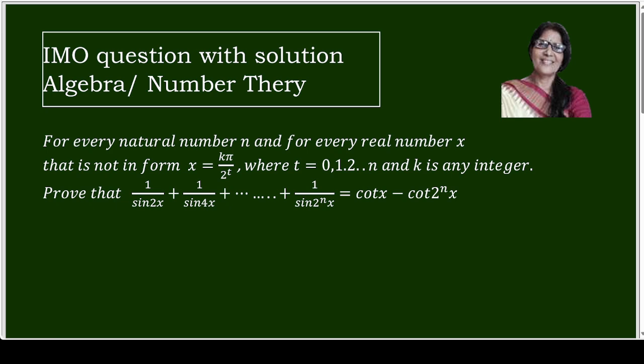For every natural number n and for every real number x, not of the form x equals k pi over 2 to the power t, where t is 0, 1, 2, 3, up to n and k is any integer, prove that 1 over sine 2x plus 1 over sine 4x plus 1 over sine 8x up to 1 over sine 2 power n x equals cot x minus cot 2 power n x.